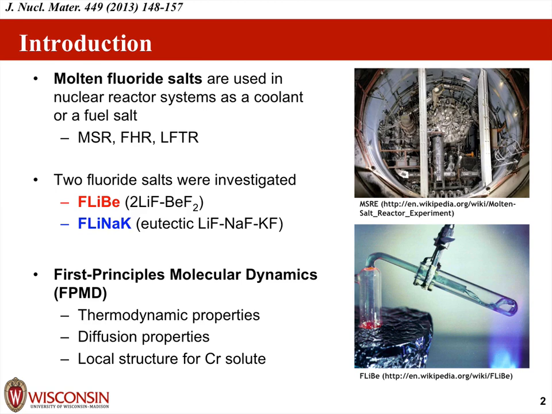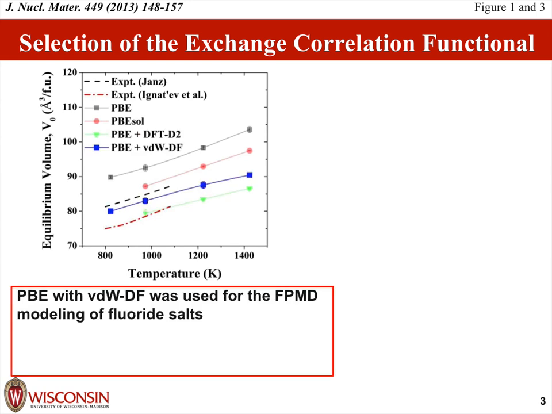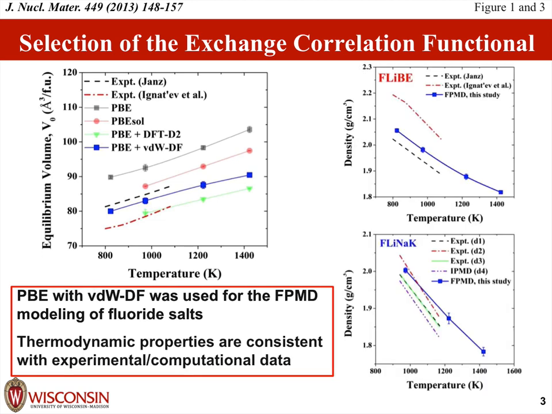were studied. Selection of the exchange correlation functional is important in first principles calculations. We test several exchange correlation functionals against two experimental equilibrium volumes of molten FLiBe. Normal PBE potentials overestimate the equilibrium volume. By including van der Waals dispersion forces, we predict the equilibrium volume to within the experimental range, and thus we use the van der Waals DF method with the PBE potential for this study.